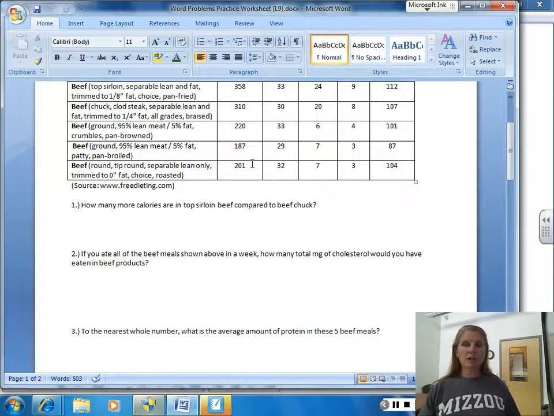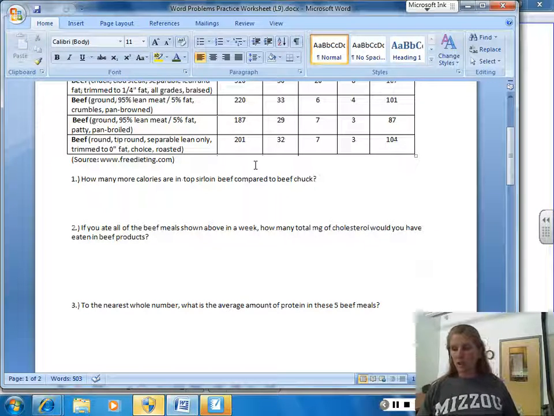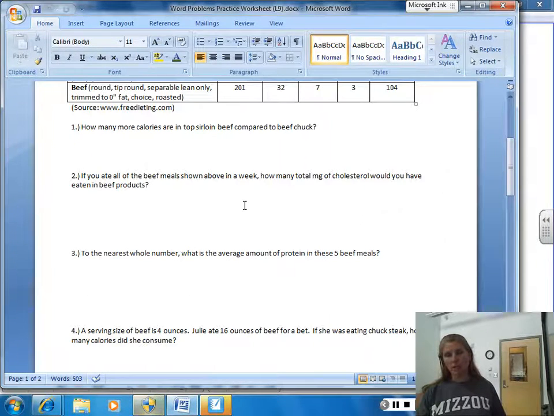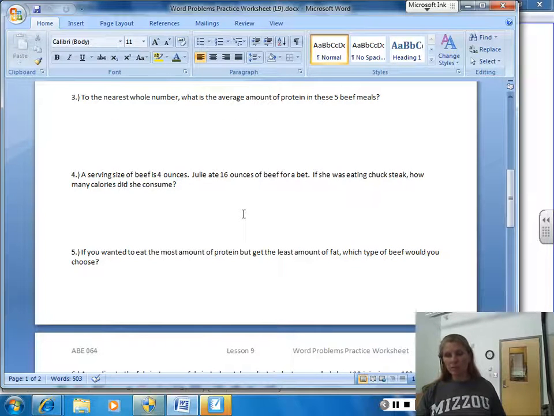So please try to do these problems on your own. And then you can check your work in class. I'm going to tell you the answers to these. I didn't work them out because I want you to try working them out, showing your work, and then you can check your answers. Number 1 is 44 more calories. Number 2 is 511 milligrams of cholesterol. Number 3 is about 31 grams of protein. Number 4 is 1,240 calories.